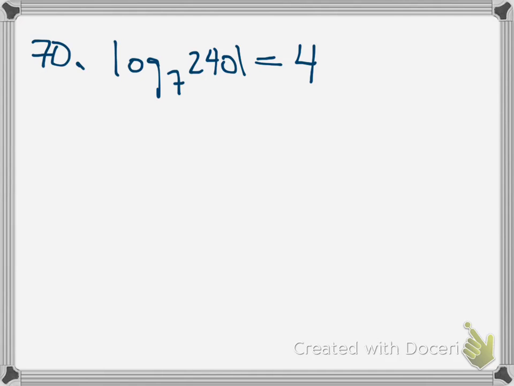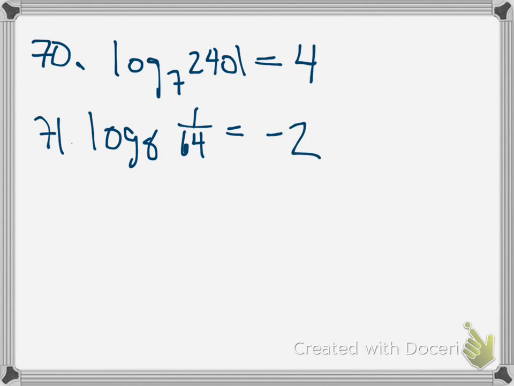Okay, so let's evaluate. How can I evaluate number 70, log base 7 of 2401? Just type that into the calculator. If it's something like this, all you got to do is type it into the calculator, and you should find out that the answer is 4. Log base 8 of 1 over 64, I would type that into the calculator, and you would get an answer of negative 2. Simple, easy peasy, I know.